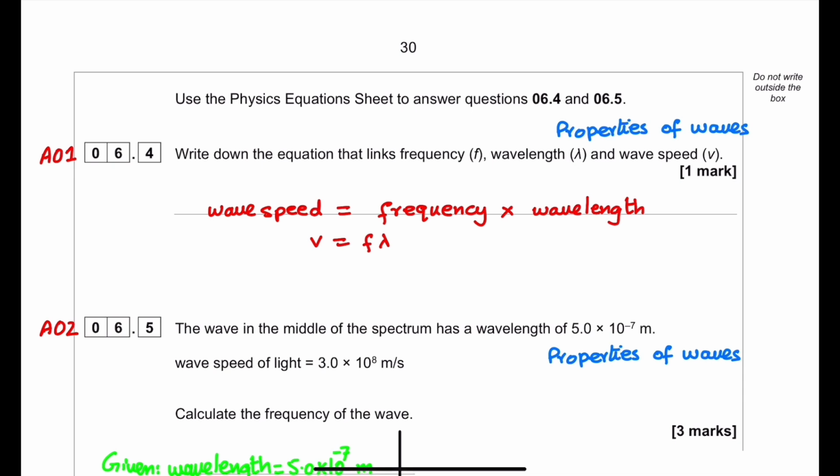Student can use the equation sheet to answer 6.4 and 6.5. 6.4 is an AO1 question, and this question is from the topic of properties of waves. Write down the equation that links frequency, wavelength, and the wave speed. From the equation sheet, we can see that the speed of the wave is equal to frequency times wavelength. So V is equal to f times lambda.